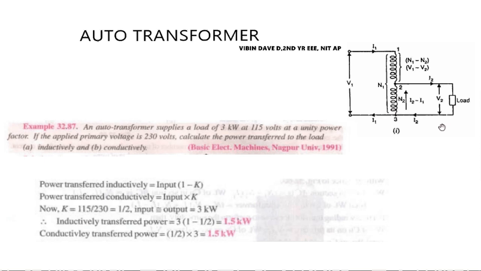K equals 115 by 230 equals 1 by 2. Inductively transferred power equals 3 into (1 minus 1 by 2) equals 1.5 kilowatts, and conductively transferred power equals 1.5 kilowatts. This is the solution of this numerical.